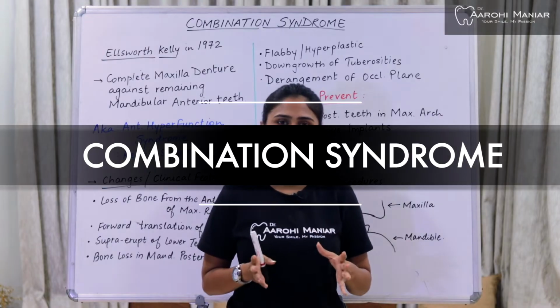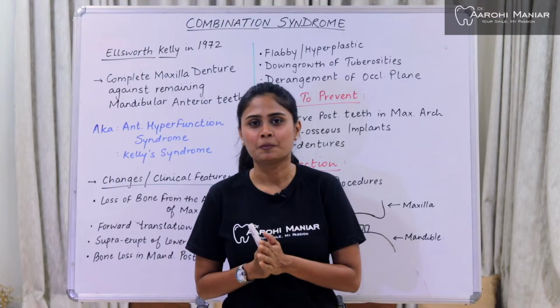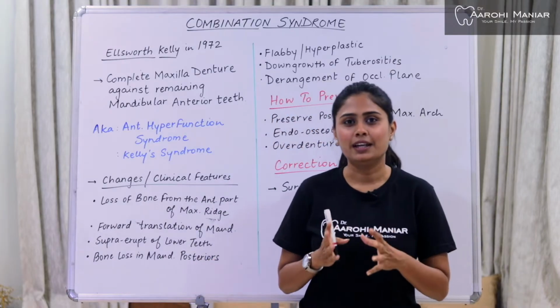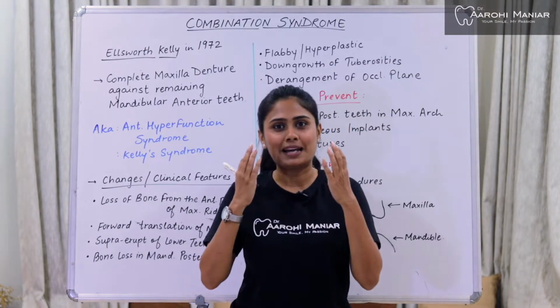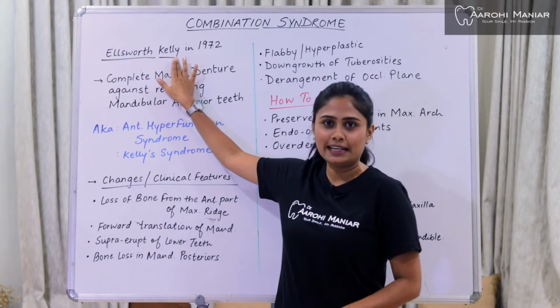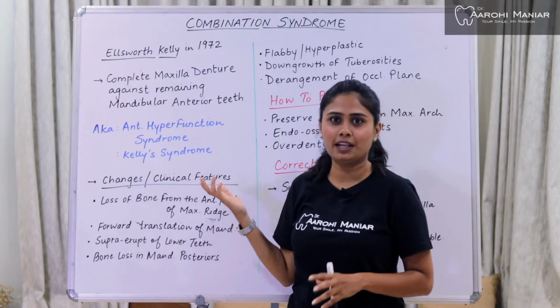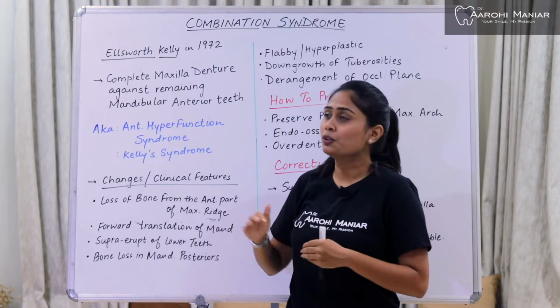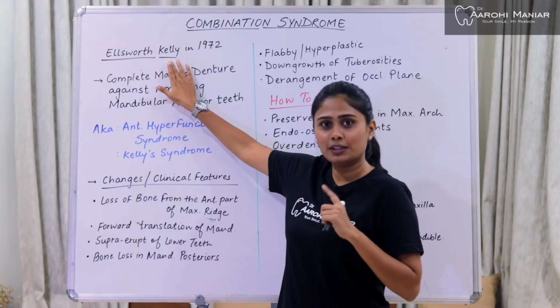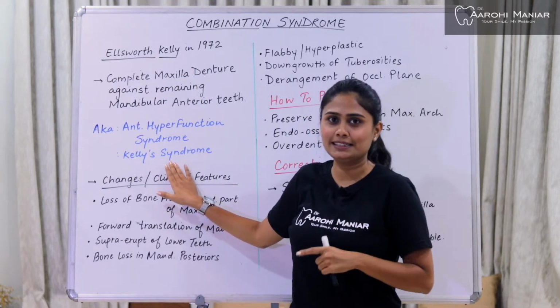Combination syndrome is a topic from prosthodontics and from the chapter of complete dentures. So what is combination syndrome? It is a combination of changes in the maxillary and the mandibular arches. Ellsworth Kelly in 1972 recognized this syndrome and named it combination syndrome. So we also call this Kelly syndrome. The other name of combination syndrome is Kelly syndrome.